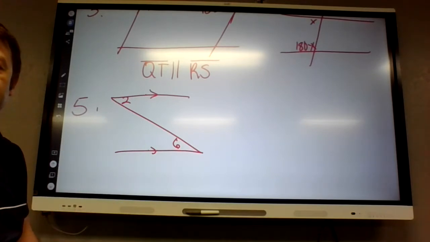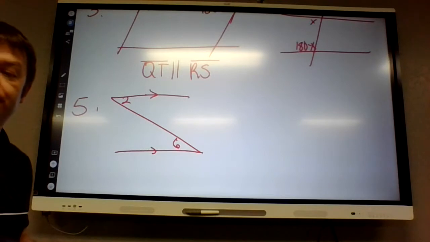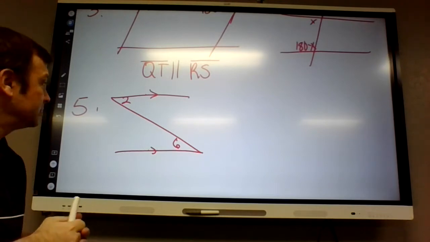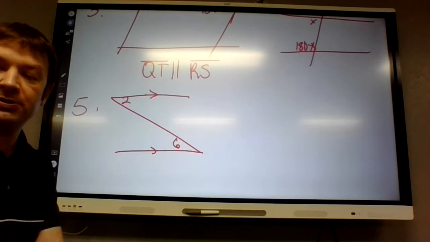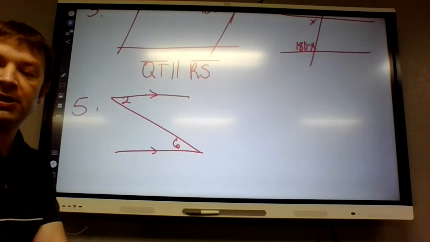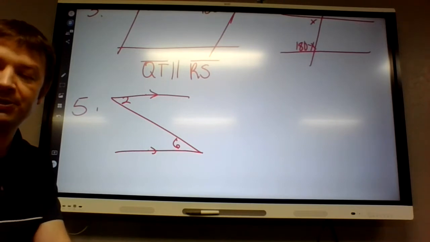So which lines are those in that picture? Yes, the top and the bottom lines. So that would be option A. This is matching. This section's matching.